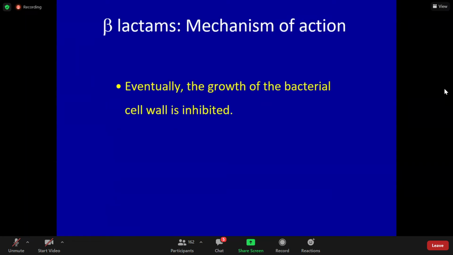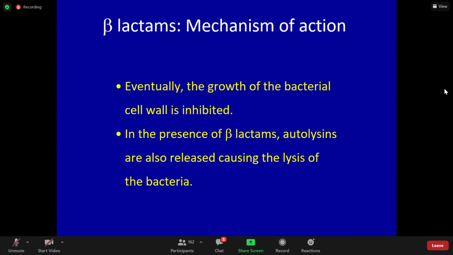So, in this case, eventually the growth of the bacterial cell is inhibited in the presence of beta-lactams. Autolysins are also released, causing the lysis of the bacteria. I don't want to confuse you because we don't have much time. Simply, this is synonymous with the apoptosis process. When the cell wall is defective, it is not compatible with life. Autolysins are released and the cell dies. No more. Apoptosis.